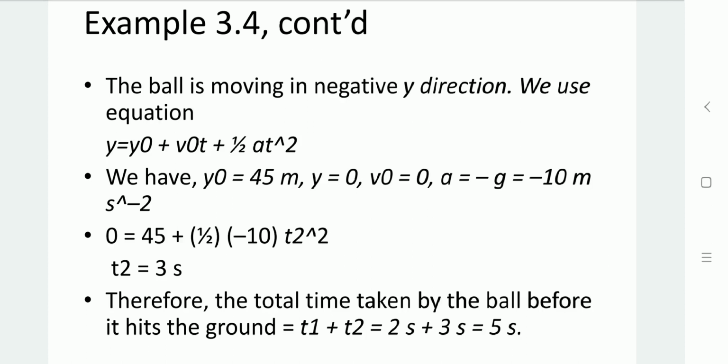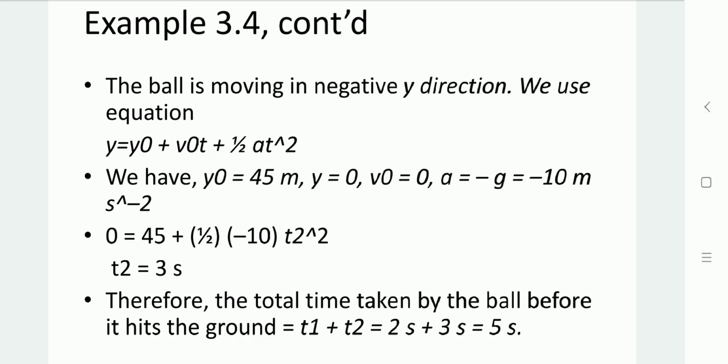So the total time taken by the ball before it hits the ground is T1 plus T2. T1 is the time while the ball is moving upward from A to B, and while the ball is coming towards the ground, from B to C, 3 seconds are required. So a total of 5 seconds is required to hit the ground.